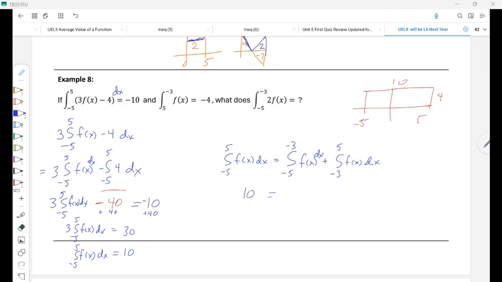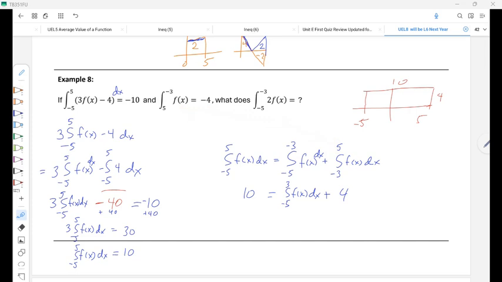10 equals the thing that we almost need plus what goes in that last spot? What is the integral from -3 to 5 of our function? It's +4, right? Again, because we were given that information, but we were given it with the limits switched.